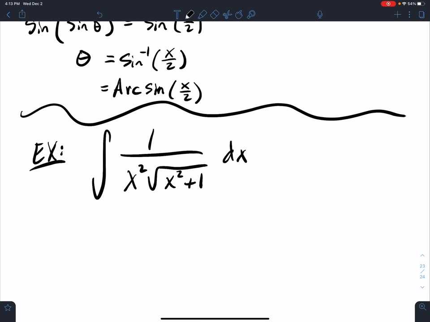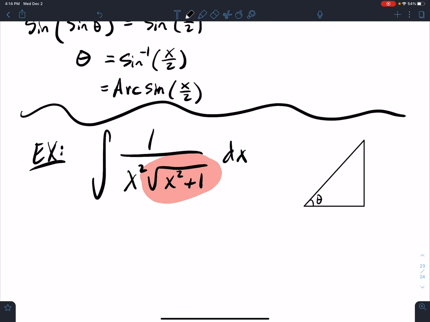Okay, so let's set up a triangle. The first thing I do is set up my triangle. I'll put my theta in the bottom corner here. And now I'm thinking, can you believe that I can think at all? Okay, so I see a square root. Anytime I see a square root and something plus something or something minus something, I'm automatically thinking trigonometric substitution. That's my go-to, how I know to pick this technique.